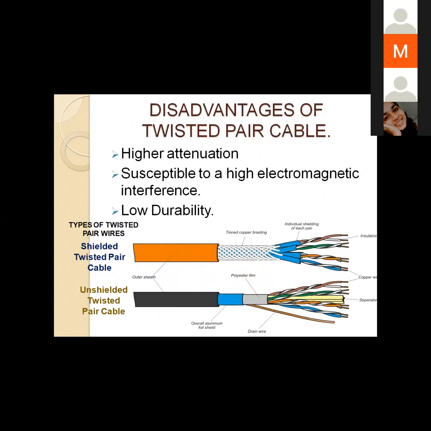The disadvantages of twisted pair cables is that they require higher attenuation. That is, it requires a lot of energy to transmit the data from the sender to the receiver. It is susceptible to high electromagnetic interference. That is, even though it is twisted together, it is not completely resistant towards the electromagnetic interference. It has low durability. That means it can easily be tampered with or spoiled. There are two types of twisted pair cables: the shielded twisted pair cables, which have an individual shield protecting each pair, and the unshielded, which does not cover every single pair.